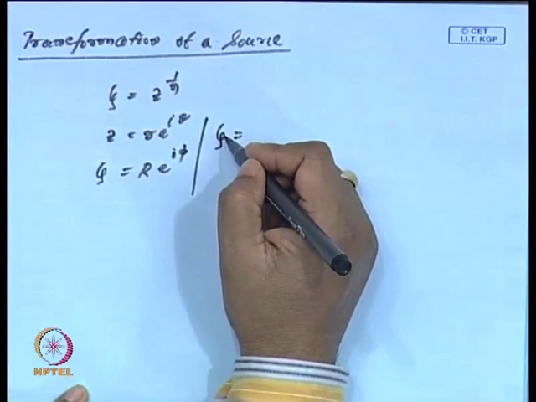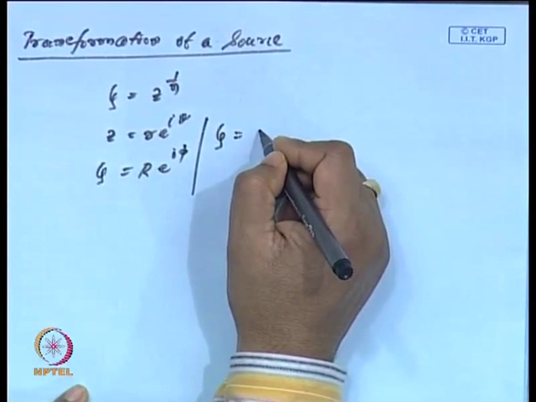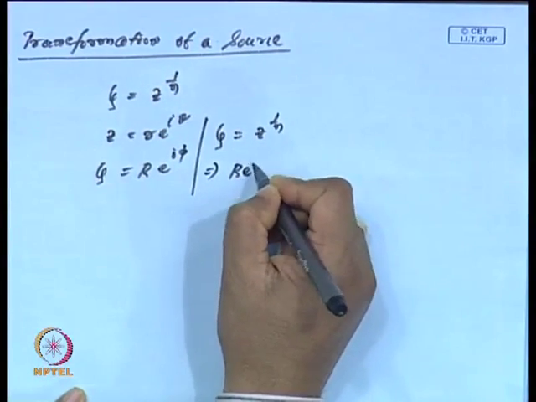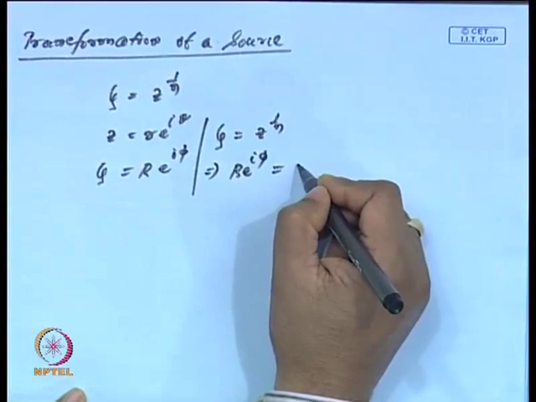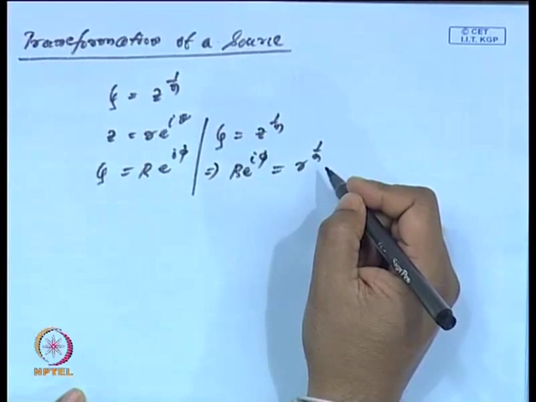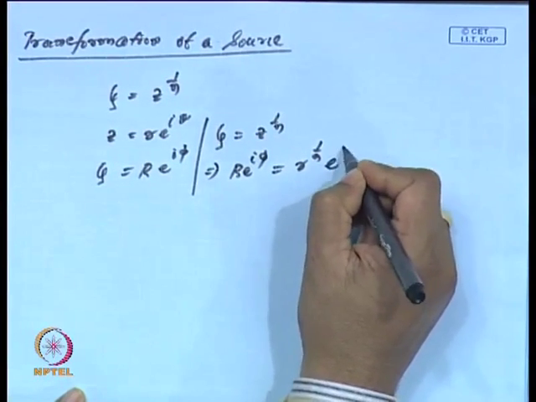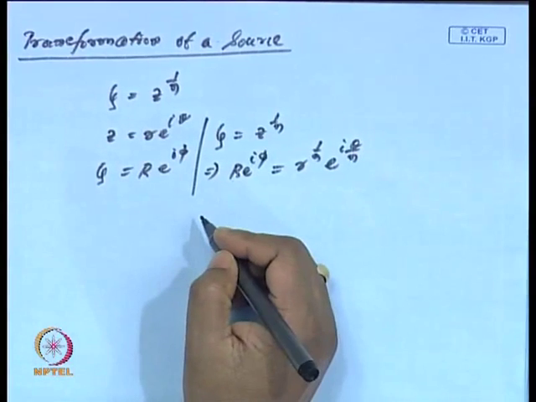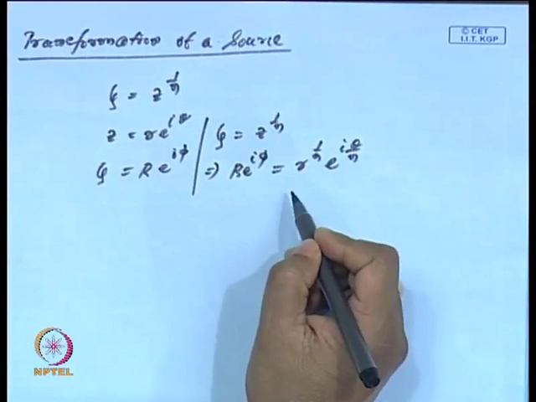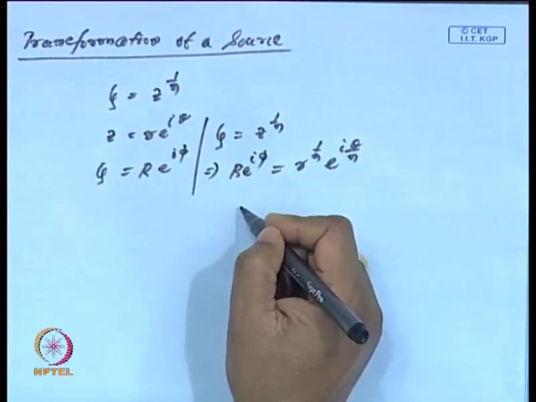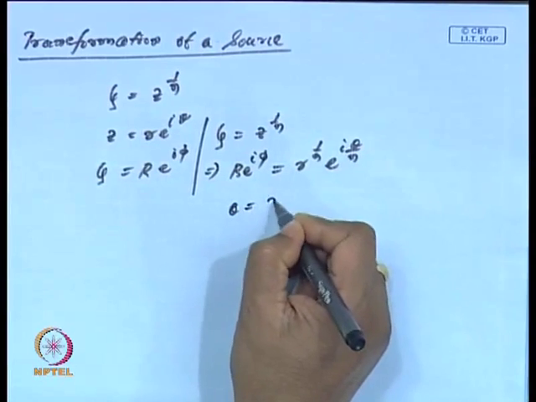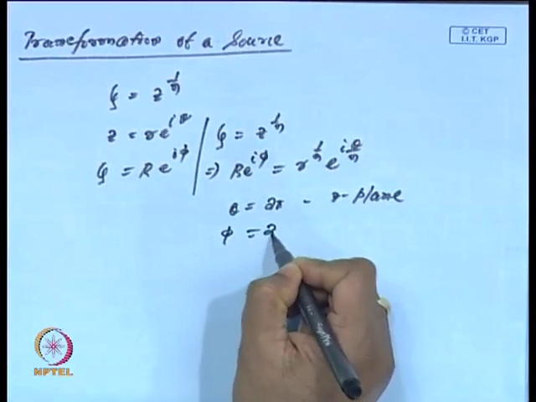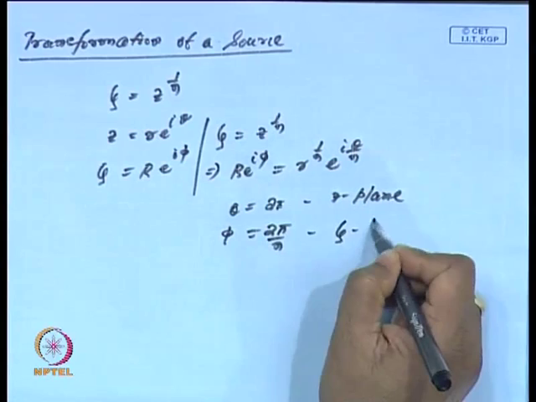in terms of z, z to the power 1 by n, which implies r e to the power i phi is r to the power 1 by n into e to the power i theta by n. So, what is happening here? If my angle theta is in the z plane 2 pi, then my phi will be 2 pi by n in the zeta plane.